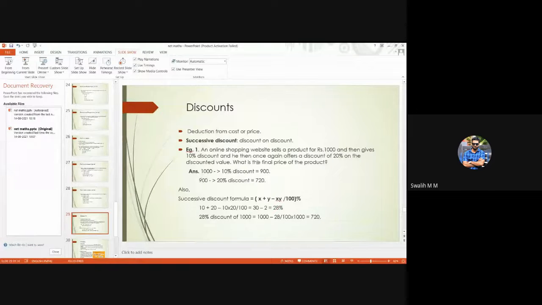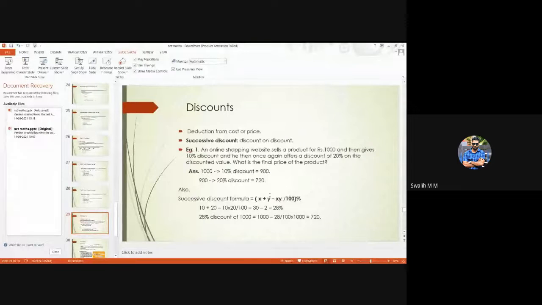If you want, by taking time, you can first take 1,000 less 10% discount, that is 900. Then after that, from 900 you have to reduce 20% of 900, which is 180, and then you get 720. To save time, you can also use another formula.